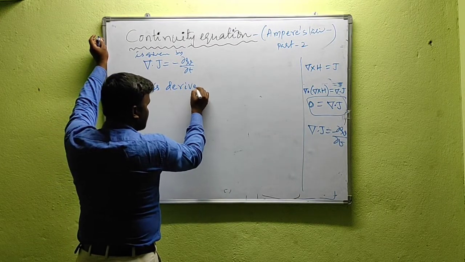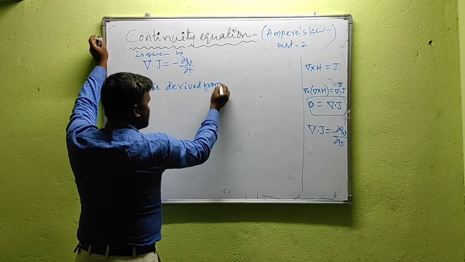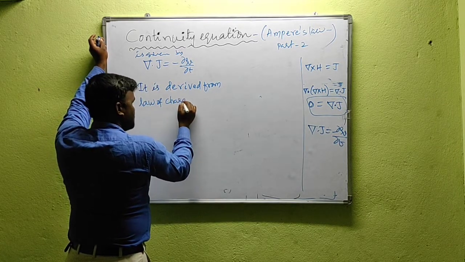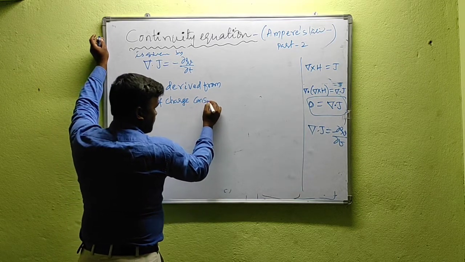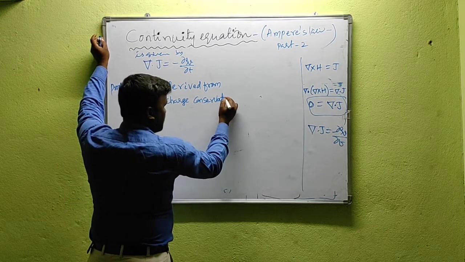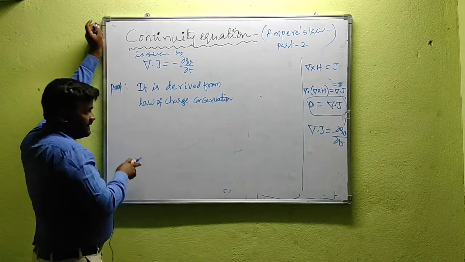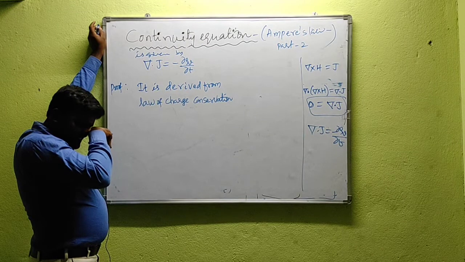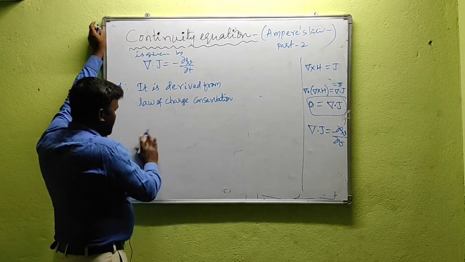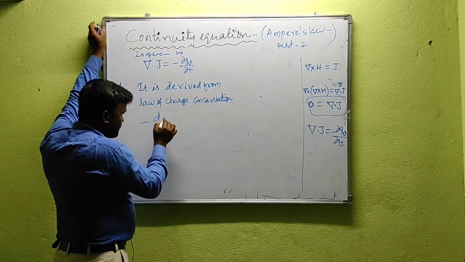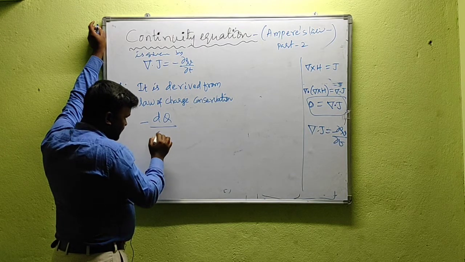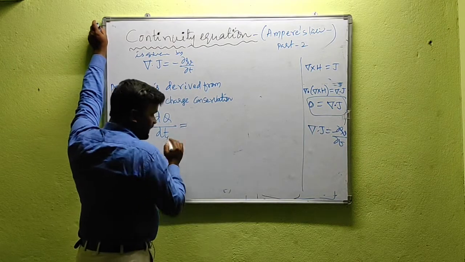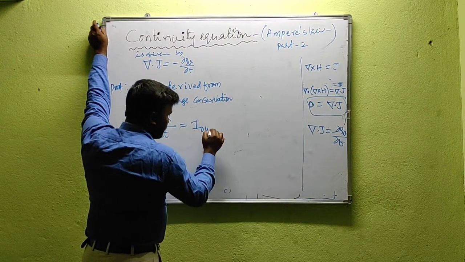Continuity equation is derived from the law of charge conservation. What is meant by the law of charge conservation? This law states that the decrement of the time rate of change of charge within a given volume is equal to the net outward current flow.